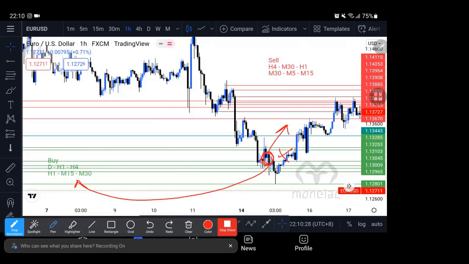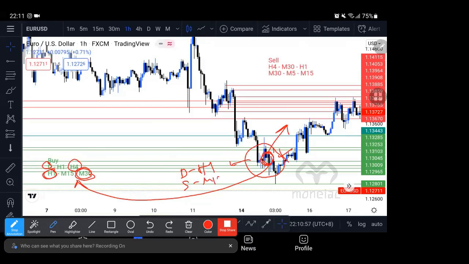So first dia kena break M30. Bila dia break M30 kita kena tengok lagi bias H4. H4 pula. Ya betul. H4 ada break dia baru boleh jalan. Baru boleh jalan yang daily. Kalau M30 breakout dia hanya jalan setup H1. Okey. Kalau kita ambil entry di sini kita dapat setup H1. Kita dapat direction di H1.